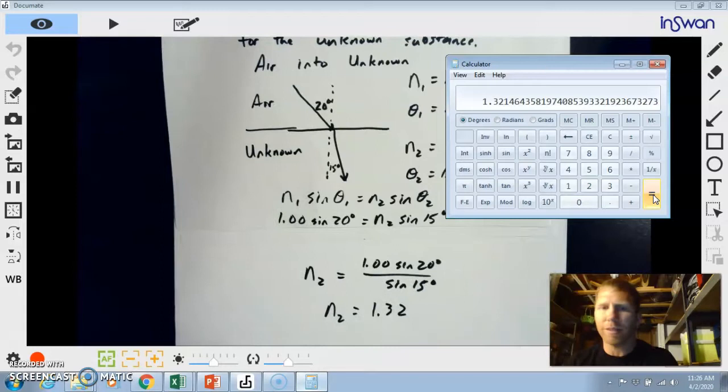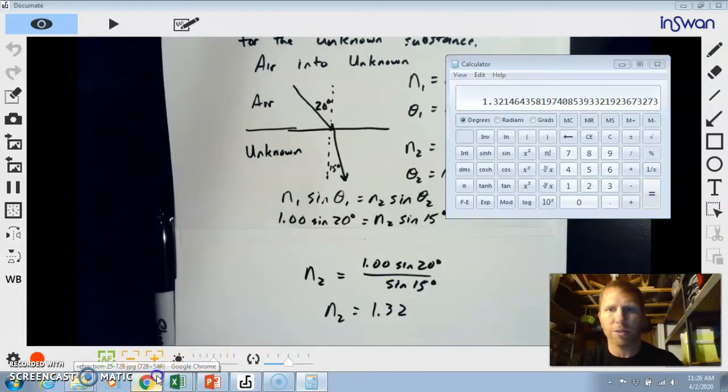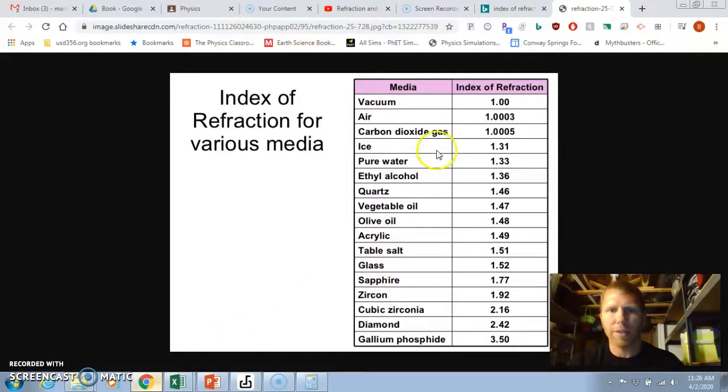Now that doesn't mean anything to us unless we go to a chart here. And so if I pull up this chart, you can see here the index of refraction around 1.32. And so based on this, we would say that it's either water or ice, depending on what we're working with. Okay, so that's the end of this lesson of finding out the index of refraction for an unknown substance.